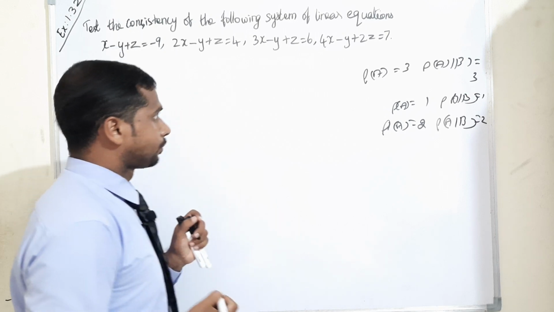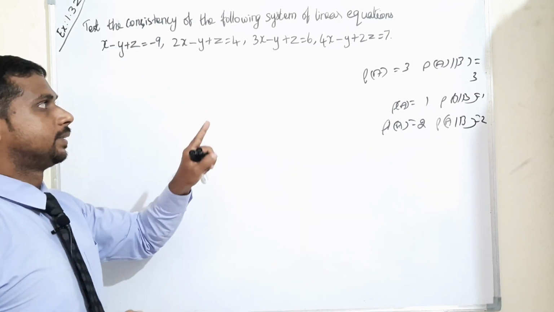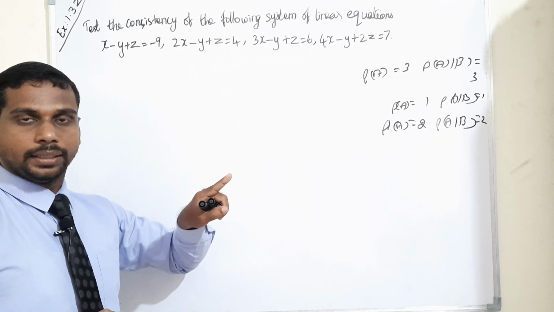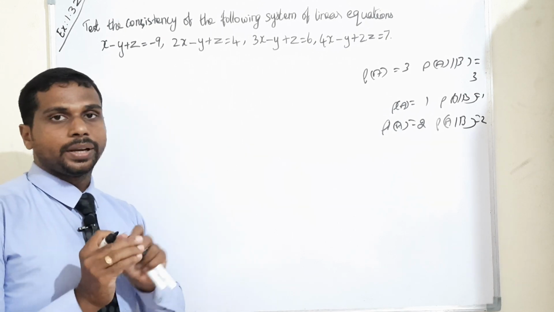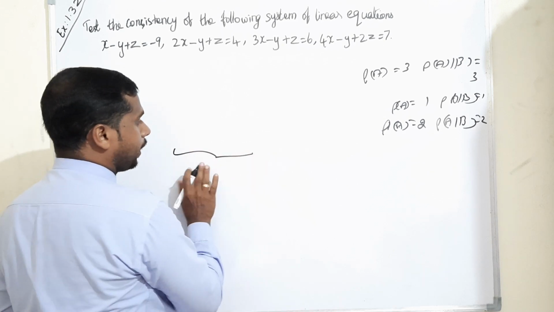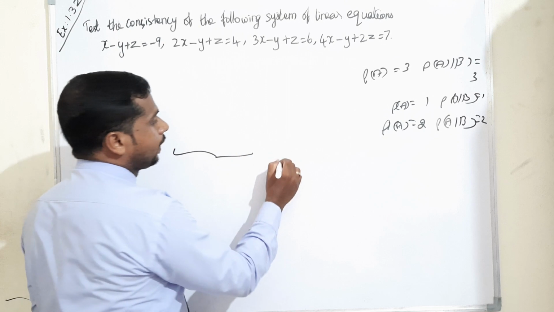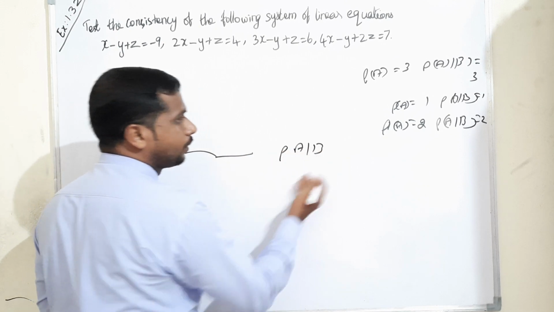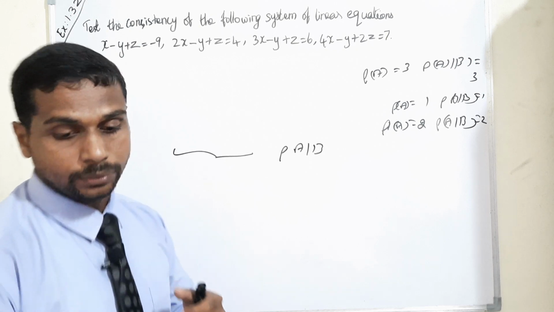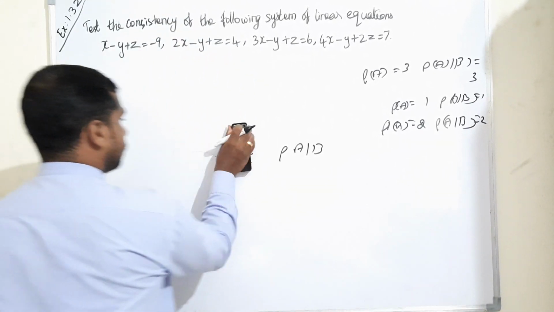Here we have to discuss a particular example. Comparing the rank of A, we will get one type of matrix, and the rank of A with B also one type of matrix, either non-zero or zero matrix. We will check one by one.